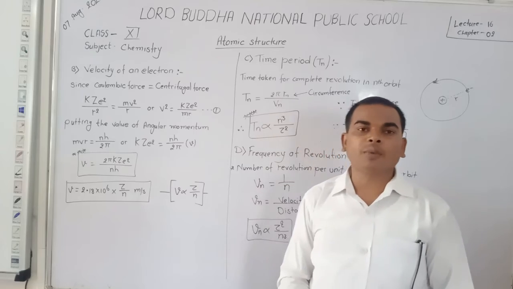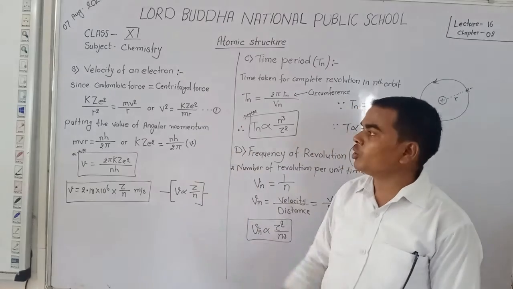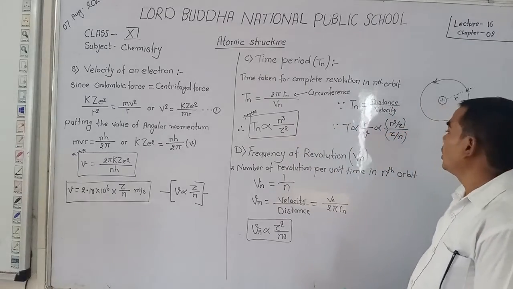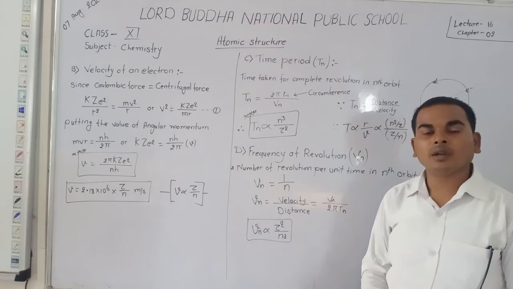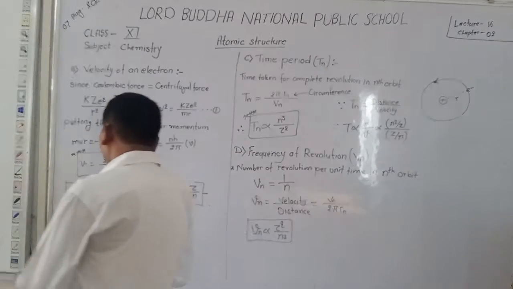Hello student, in the chapter of atomic structure, today we will discuss the velocity of an electron, time period and frequency of revolution in the applications of the Bohr atomic model. Now let's discuss the velocity of an electron.